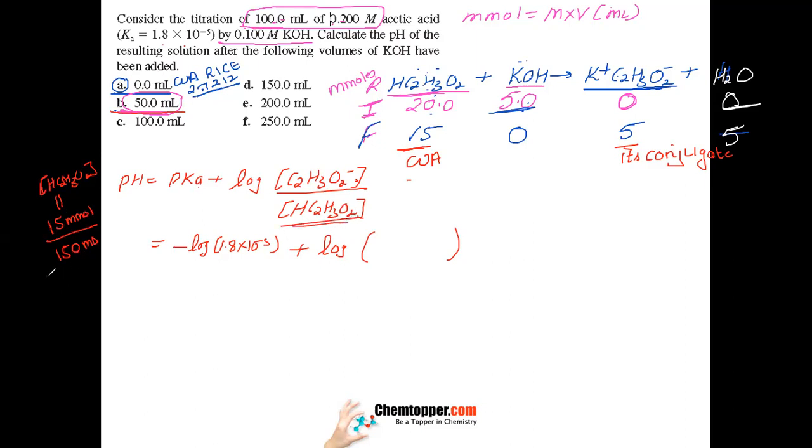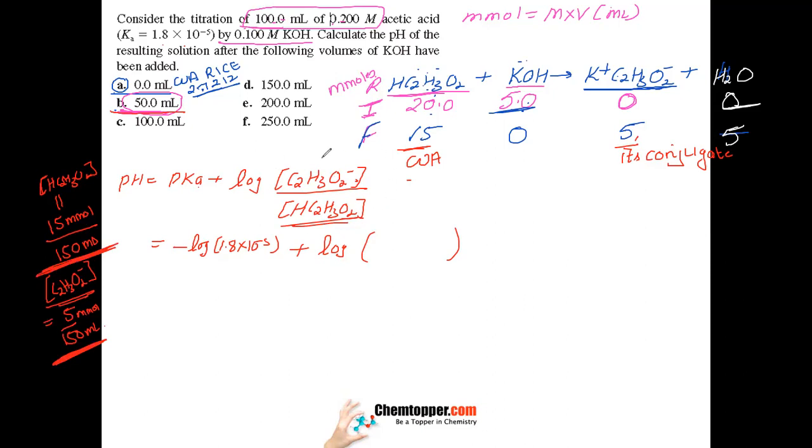What's the concentration of acetate? Can you work out, children? Don't do calculations. Leave it like this. I want to show you something. What's the concentration of acetate? Isn't it millimoles of acetate, which is 5 divided by 150, same volume? 5 millimoles divided by 150 ml. Children, I'm saying don't do the calculation because I want to show you here that the volume is the same. This volume and this volume.